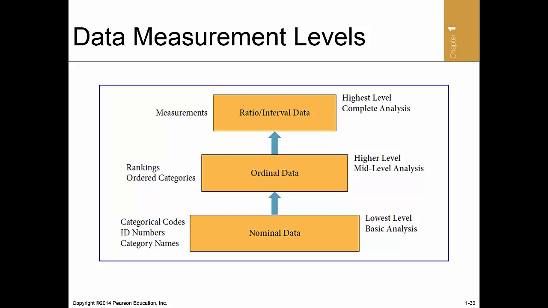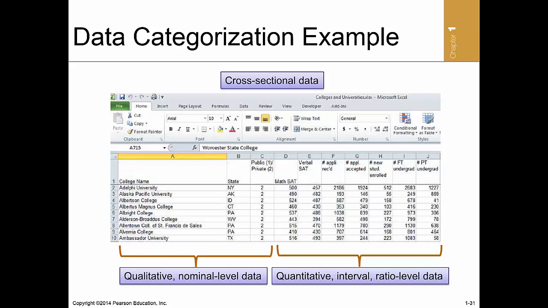Data that have all the characteristics of interval data but have a true zero point are called ratio data. Ratio measurement is the highest level of measurement. This slide is a good example of how data can be categorized. In the next set of videos, we will dive into describing data with graphs, charts, and tables.